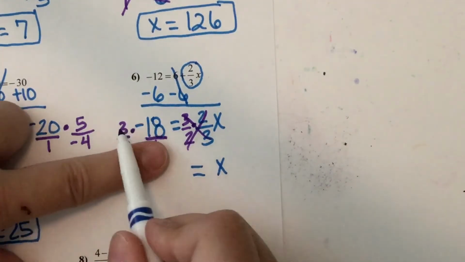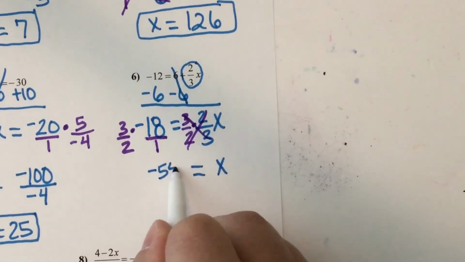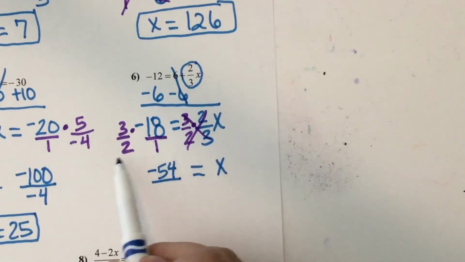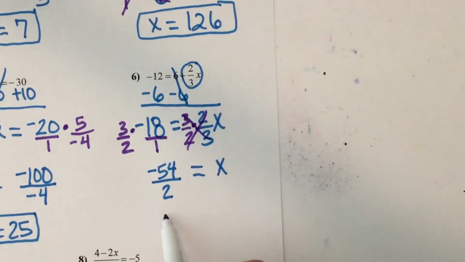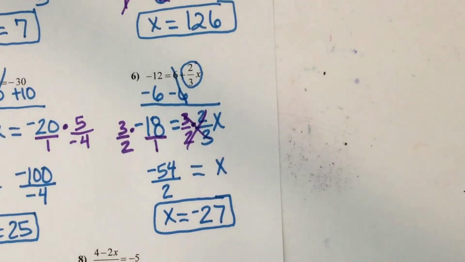So 3 times negative 18 is a negative 54. Put your fraction bar. 2 times 1 is 2. And now I can take negative 54 and divide by 2, and that makes a negative 27. And I'm just going to flip it so I write my x on the left and my negative 27 on the right. You don't have to, but sometimes I just like how it looks when the x is on the left.